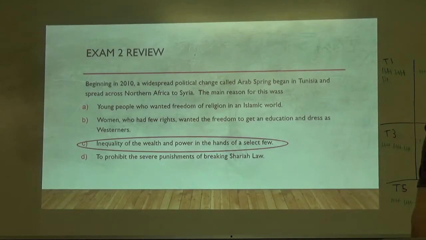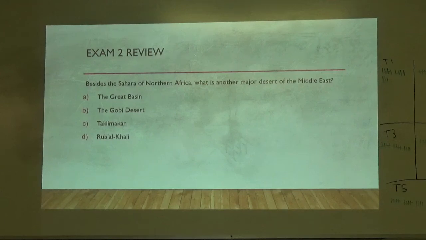Alright, next question. Besides the Sahara of North Africa, what is another major desert of the Middle East? Is it A, the Great Basin, B, the Gobi Desert, C, the Taklamakan, or D, the Rub' al Khali? Okay, answers in 3, 2, 1.